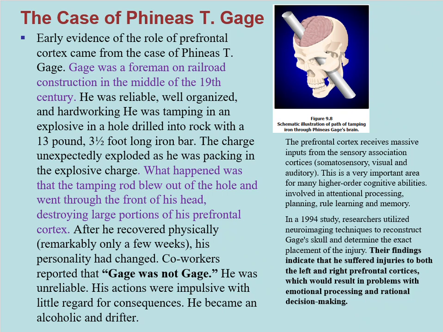His coworkers started to report the common phrase, Gage was not Gage. He became unreliable, his actions were more impulsive, and he seemed to have little regard for the consequences of his actions. He is reported to have become an alcoholic and a drifter, but he drops off the written record much too soon, really, after his accident.